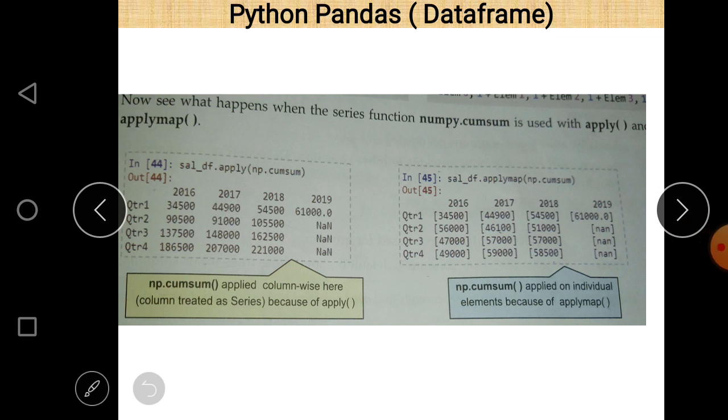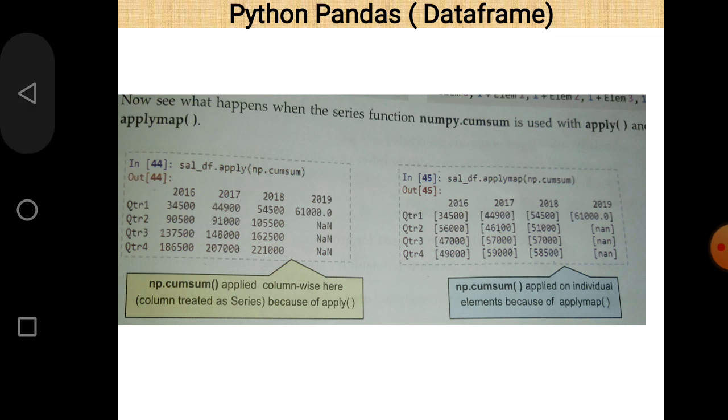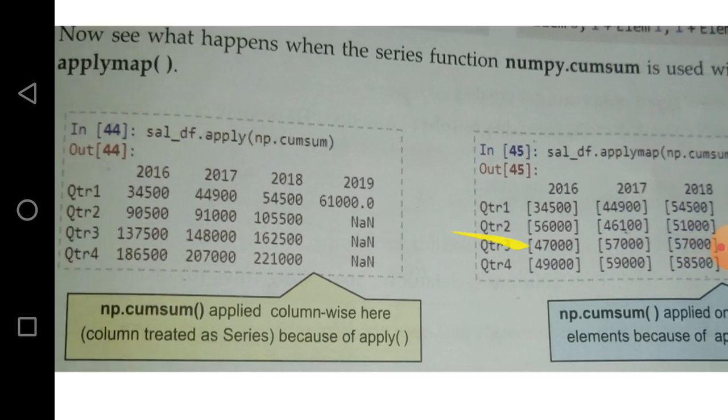Now there is another example again. The data frame is the same as the previous one, but the function applied here is the cumulative sum. In a cumulative sum, the previous term is added to the current term. For example, for the series 1, 2, 3, the cumulative sum up to two terms is 1 plus 2, that is 3, and up to three terms is 1 plus 2 plus 3, which is 6.